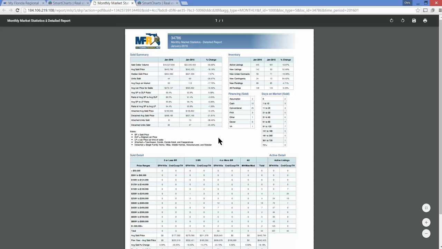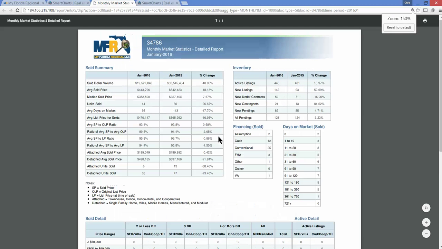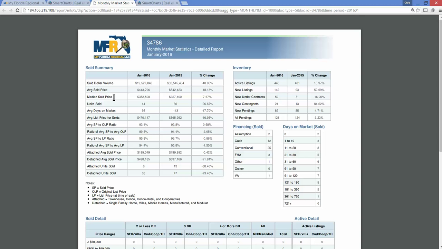So here's my monthly report. Number one, let's make this bigger. I have a summary. The summary shows me the sold volume, average and median sold price. Once again, we're looking at the difference between average and median.